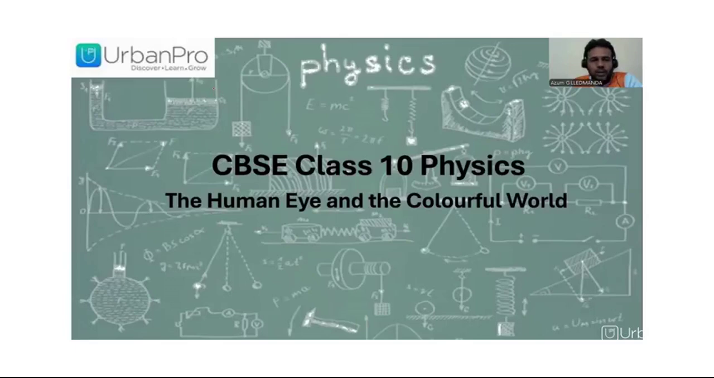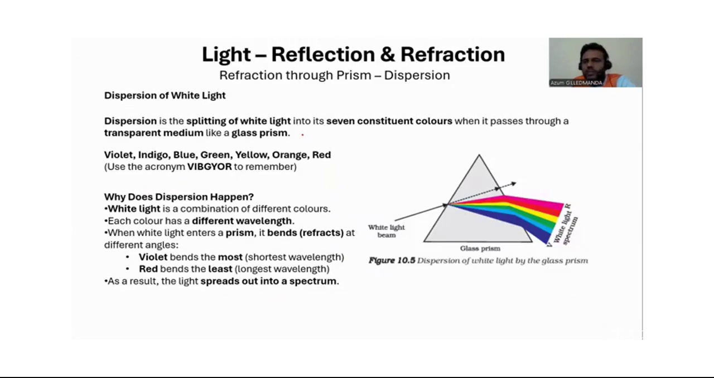Hello, everyone. Welcome to today's session on the human eye and the colorful world. In this chapter, let's look at the other concept, that is dispersion. What is dispersion? Sir Isaac Newton, the great physicist, right?